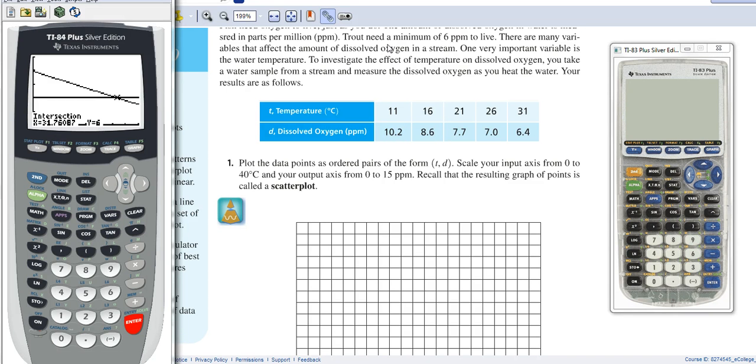So we know the trout need a minimum of 6 parts per million. That means that the temperature is 31.76 degrees Celsius. So again, the intersection is a point, so it's the input and the output.